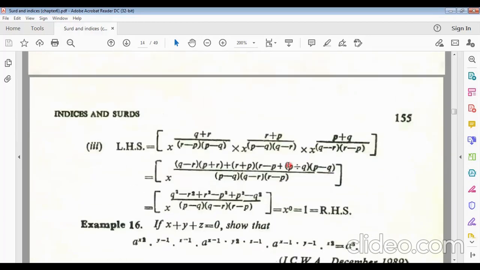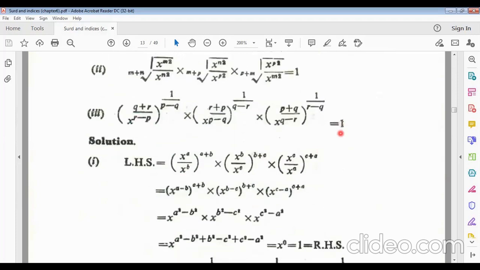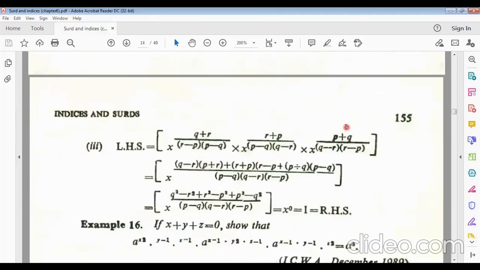Now similarly for the third problem, this is the left hand side. This is (q plus r divided by r minus p) to the power, the whole power. Then x to the power (r plus p divided by p minus q) to the power 1 by q minus r, and (p plus q divided by q minus r) also to the power. We have to show this equals 1. This is the left hand side.